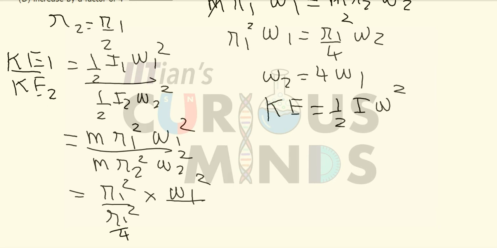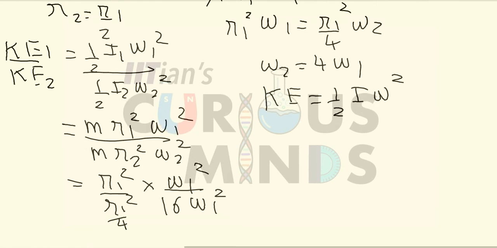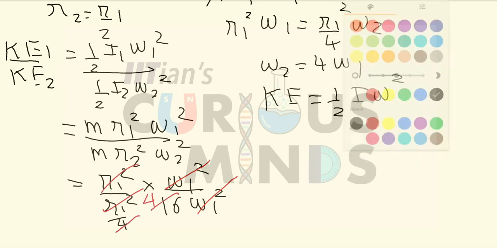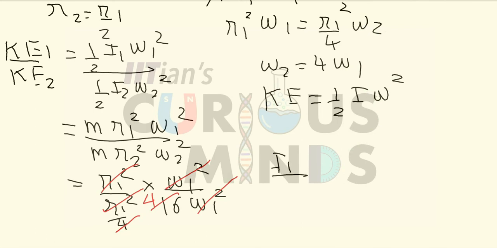Omega 2 square, since omega 2 is equal to 4 times omega 1, will become 16 times omega 1 the whole square. So omega 1 square will get cancelled out, r1 square will get cancelled out, and 4 over 16 gives a ratio. So the kinetic energy 1 divided by kinetic energy 2 will be equal to 1 by 4.